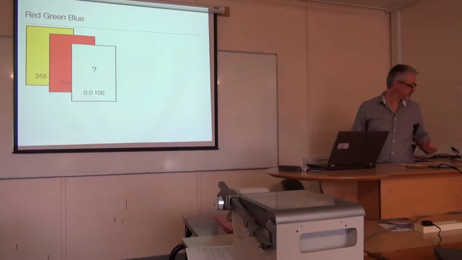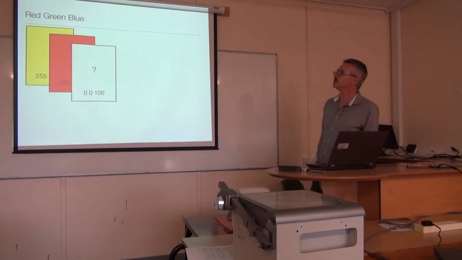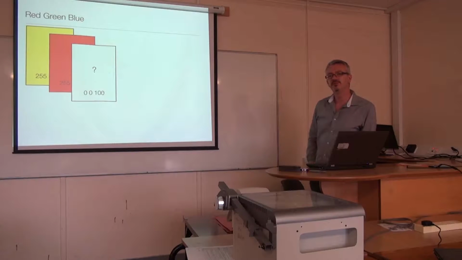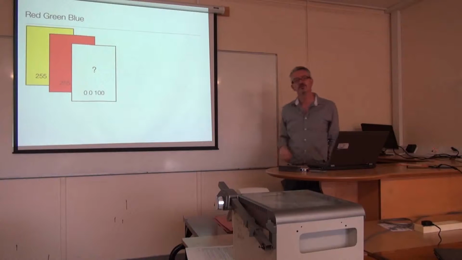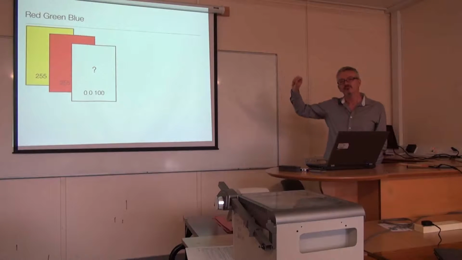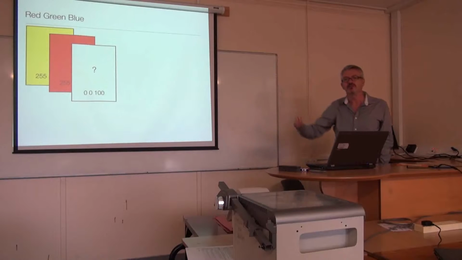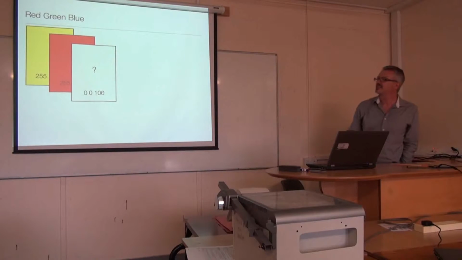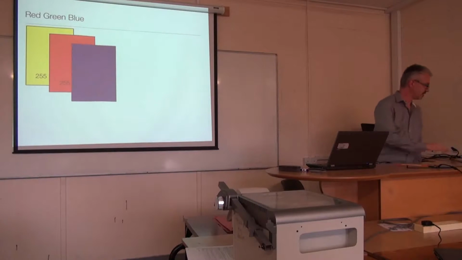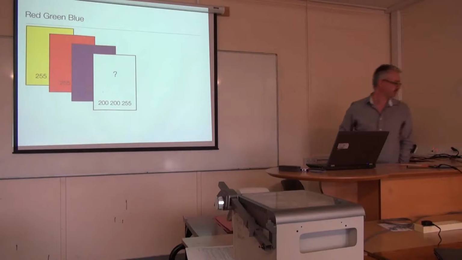What about this one here, 0, 0, 100? So red, green, and blue. So blue is winning here, isn't it? Blue is dominant. Do you think it'd be light blue or dark blue? When the values are high, it's going to be brighter, and when the values are low, it's going to be dark. So I'd say it's going to be a darkish blue, I would think. That's very dark.